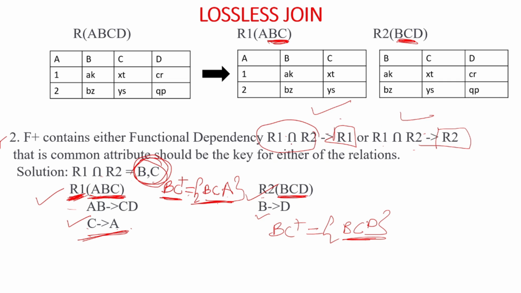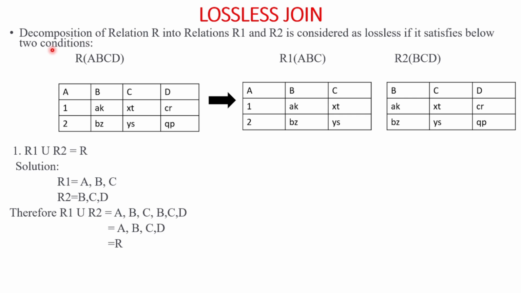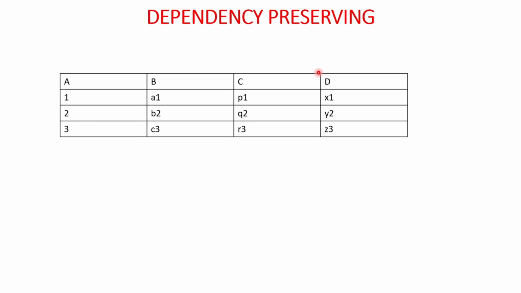So we can say that the second condition is satisfied, and since both condition 1 and 2 are satisfied, we can say that the decomposition of relation R into R1 and R2 is lossless. So it is considered a lossless decomposition. Now we'll see dependency preserving with an example.